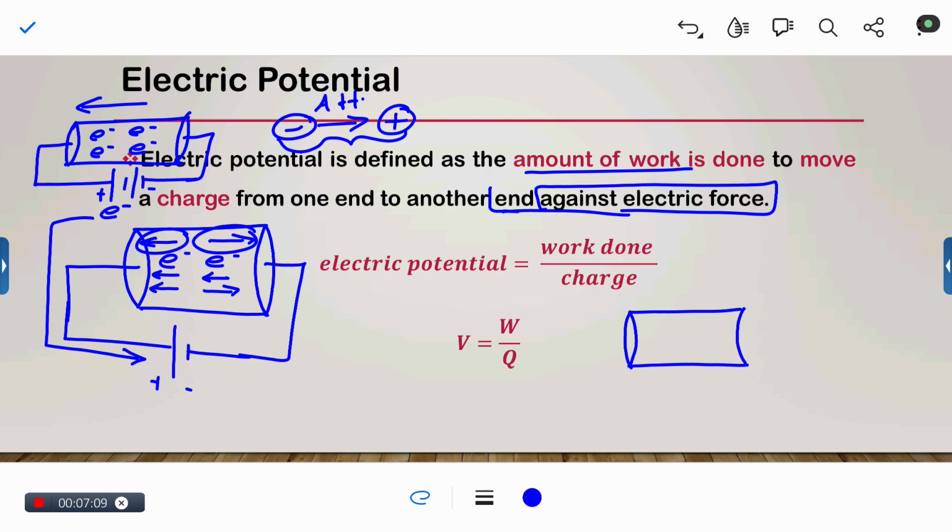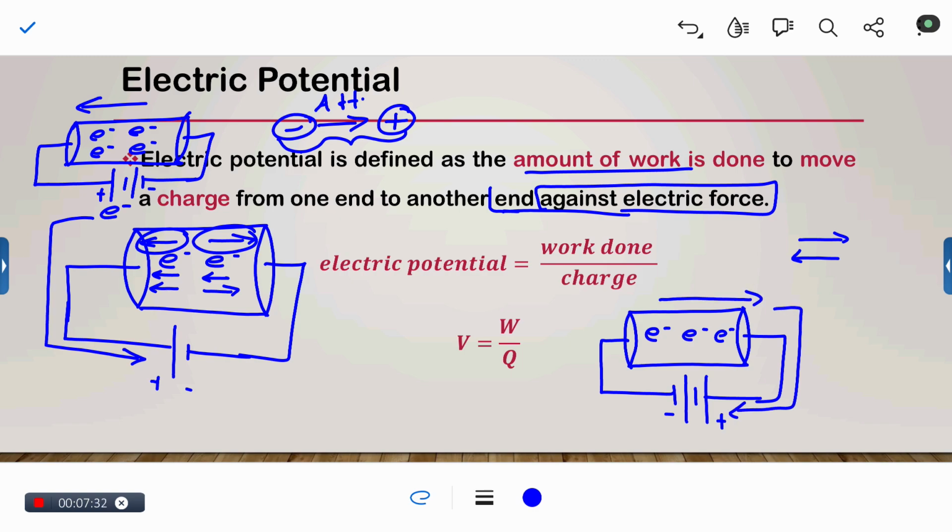Now, the second condition, it's like this. Look at the diagram carefully and then answer. Let's take the electrons which are connected to the battery. As per the given diagram, in which direction will the electron move, towards the right side or the left side? Towards the right side. Why? Because the positive terminal is over here. All the electrons will start to move towards the positive terminal, which means they will move towards the right side.